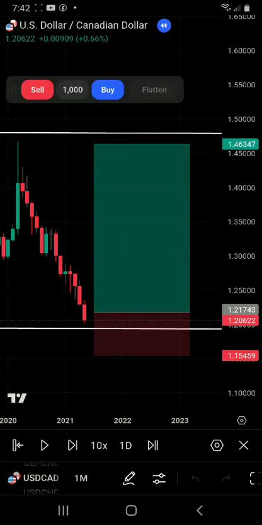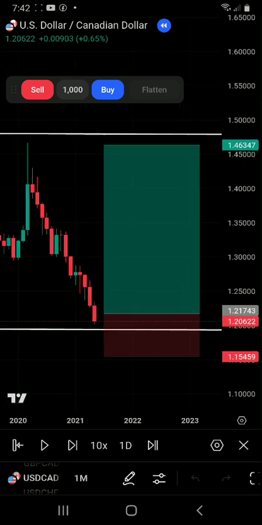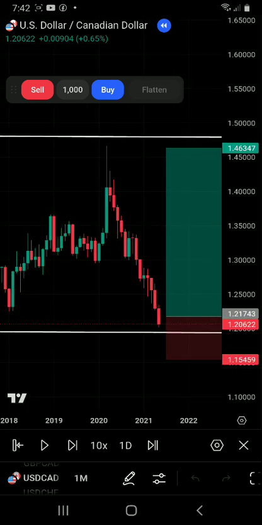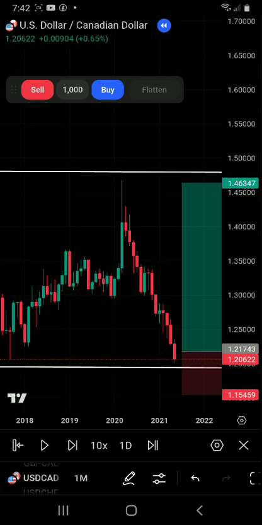The power of support and resistance. So in this video, I'm going to be showing you guys the power of having your support and your resistance on your charts. You guys know that the support is always below and resistance is always above, which is these two white bars right here.